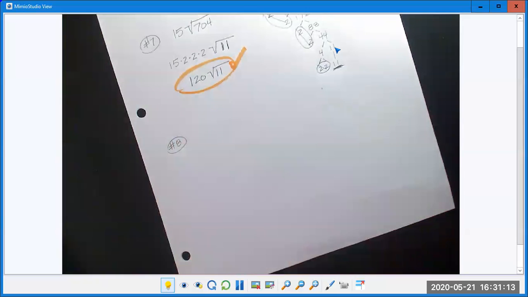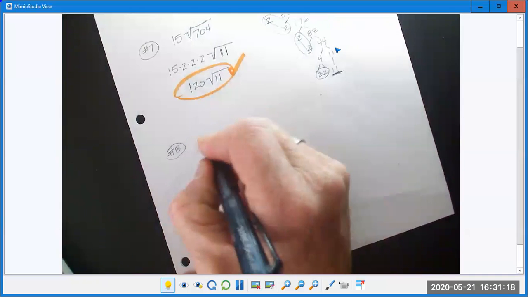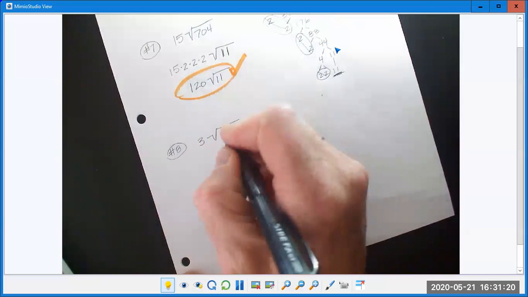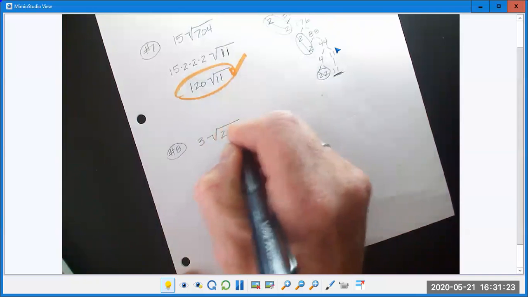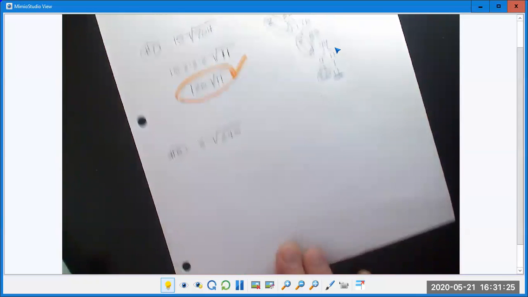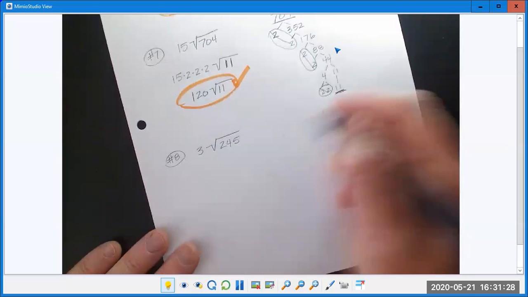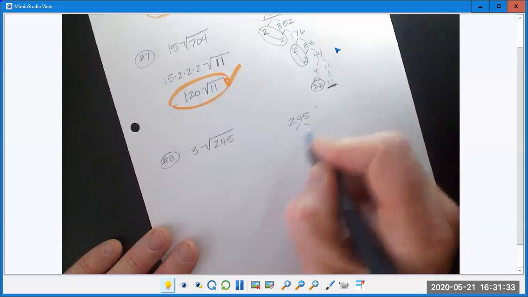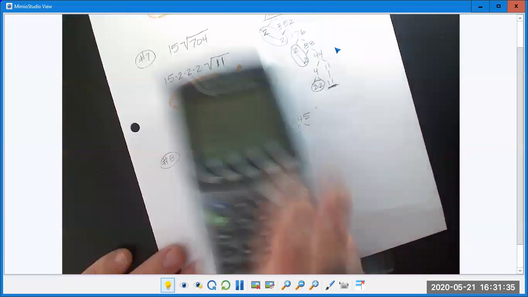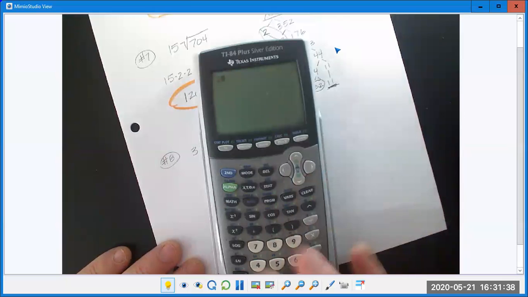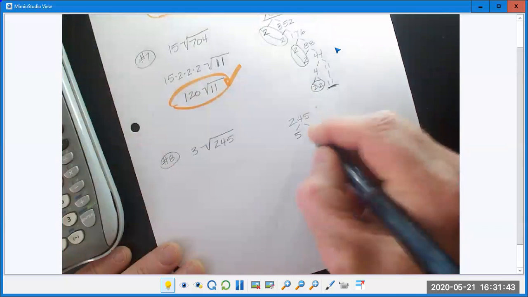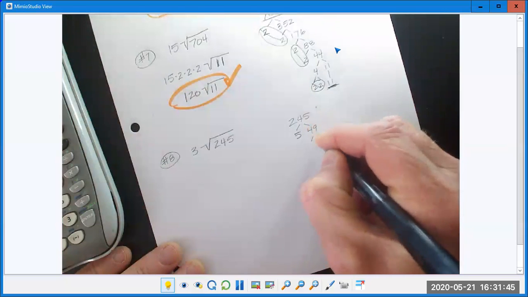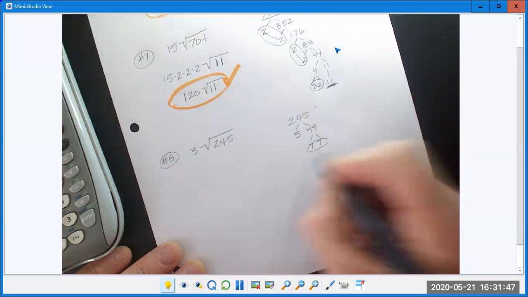We're over halfway. Number 8, 3 radical 245. All righty. So my 245, I know that there's going to be a 5 in there, guys. So I'm going to have 245 divided by 5. Gives me 49. I love that. And 49 is a perfect square that breaks down to 7 and 7.